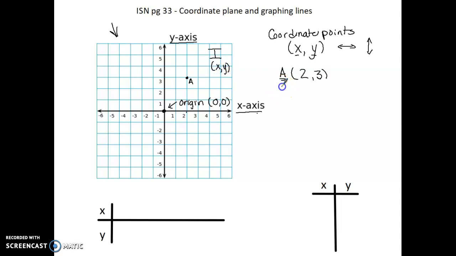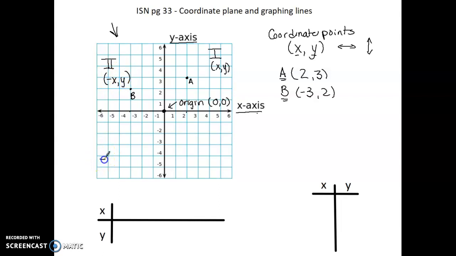If I was to graph another point, like B, for example, and I wrote -3, 2, I'm looking at my x direction. I'm going to go over 3 and up 2. This is my point B. It is in the second quadrant where x is negative and y is positive. I think you're getting the hang of these points.